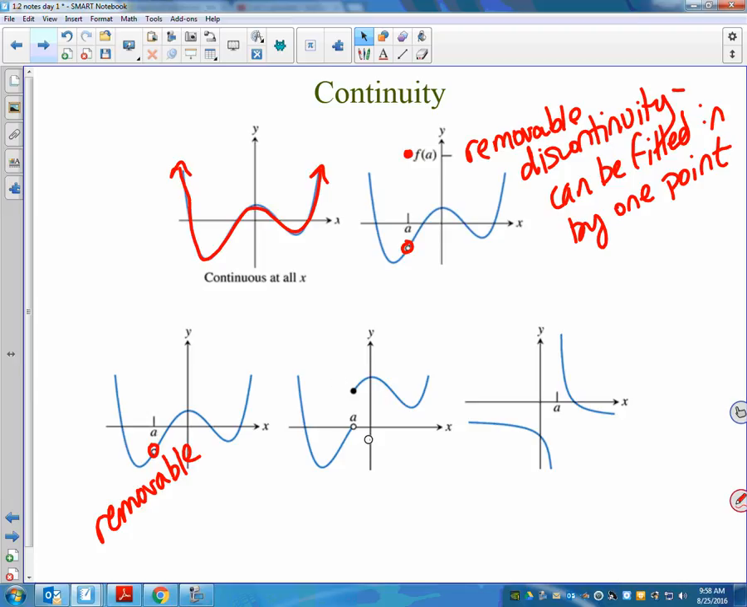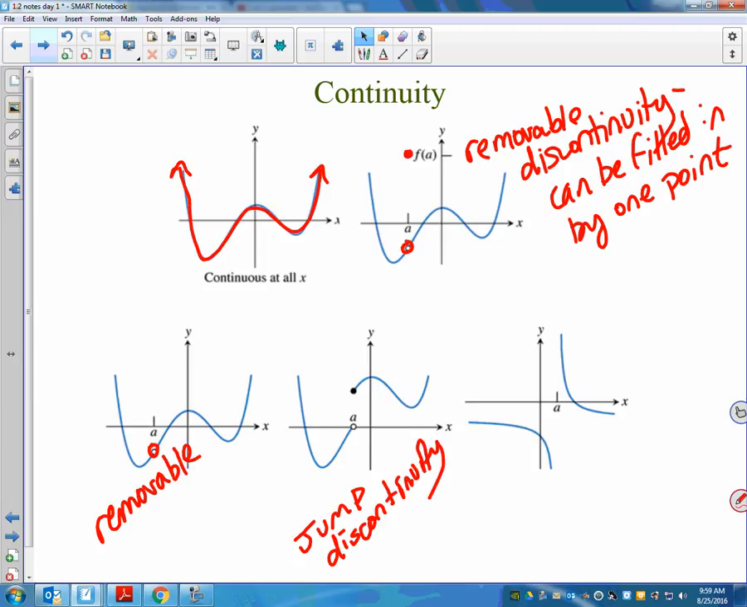This is not removable, because even if you fill this dot in, there's still this gap where you'd have to pick your pencil up. This one is called a jump discontinuity, and that's easy to remember because there's like a jump or a gap in the graph. You have to jump from one point to the other.